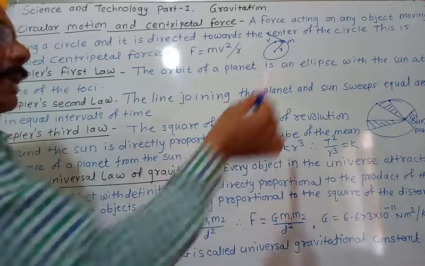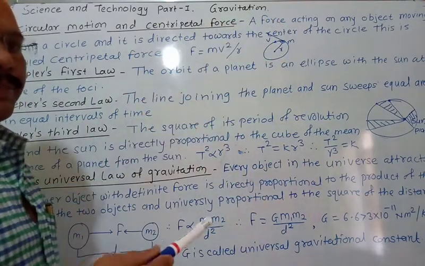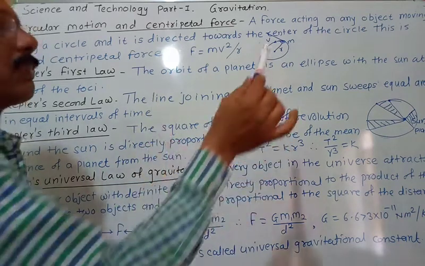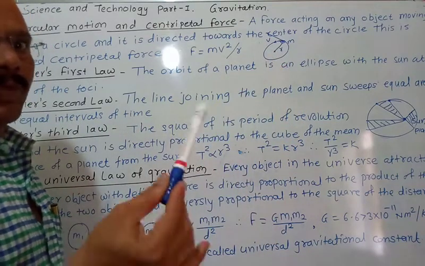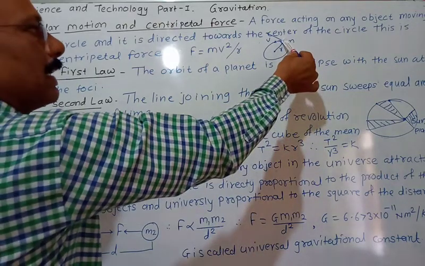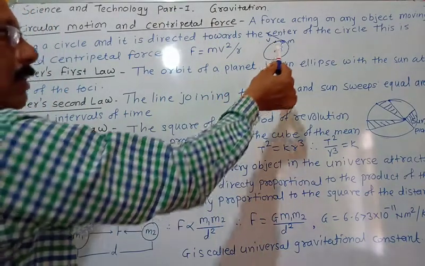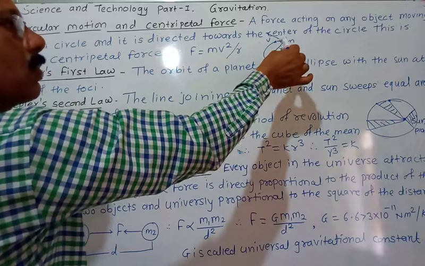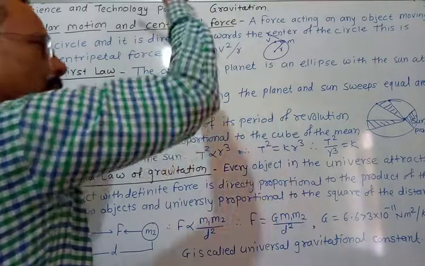Suppose the stone is revolving in a circular manner continuously, and at one moment you release the string, so the force acting towards the center from your hand is removed. Then the stone will move away in a tangential direction. Note this point: the motion of that stone will be tangential, and it will go away.